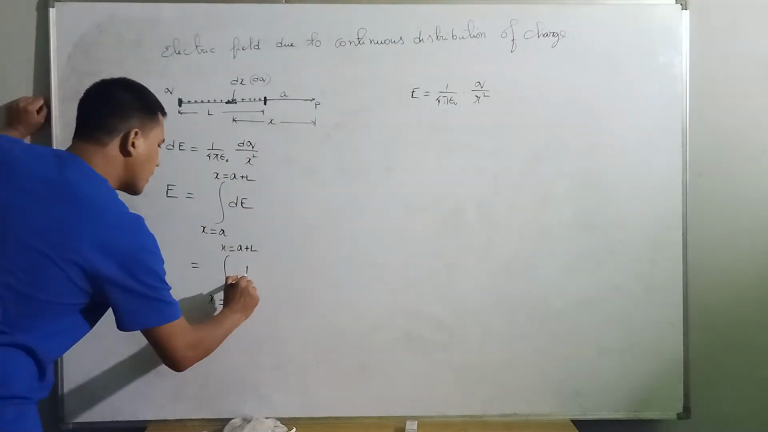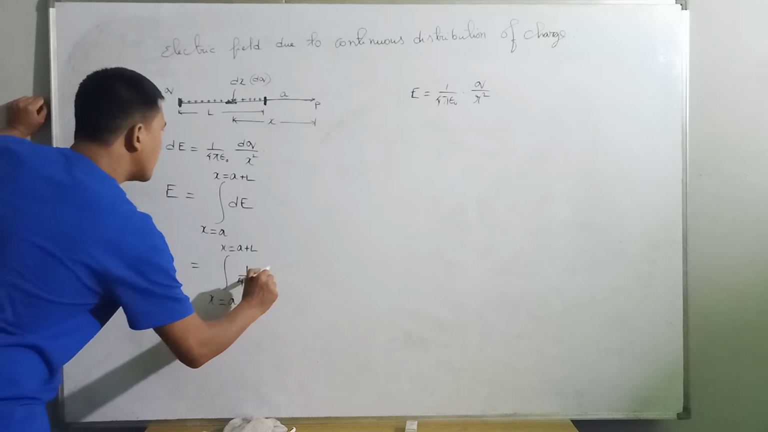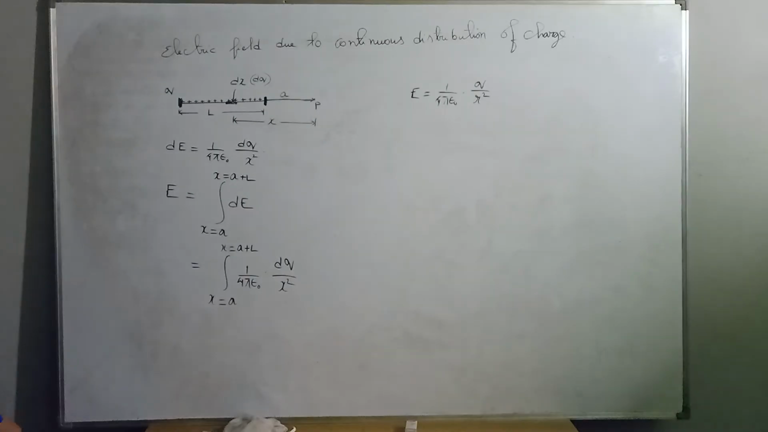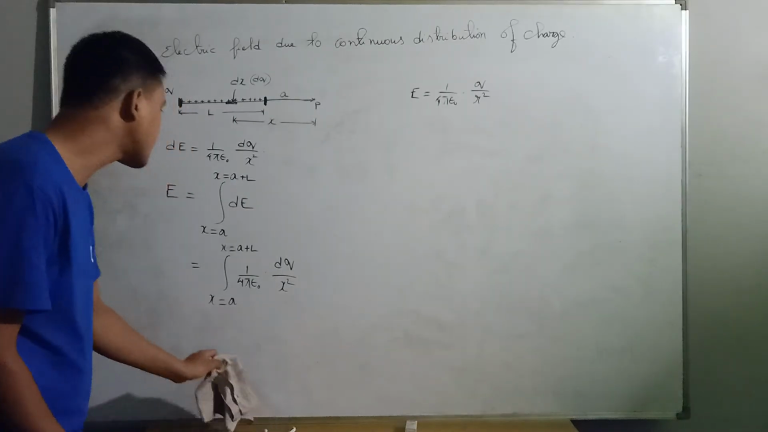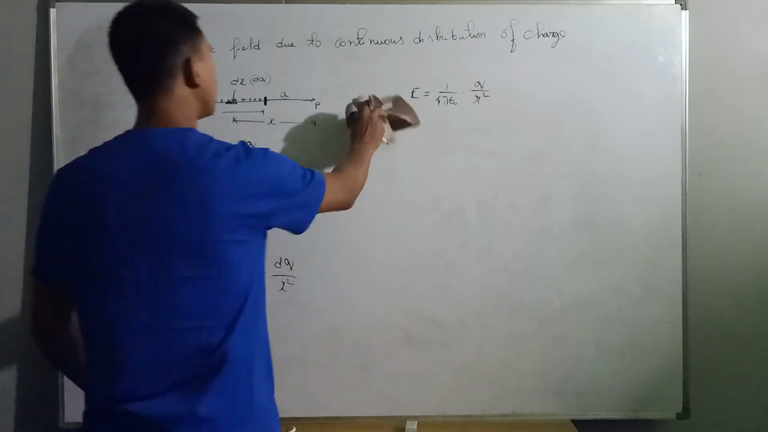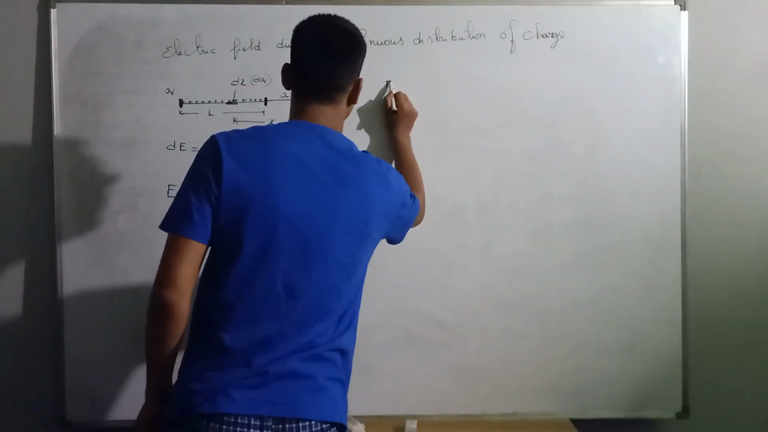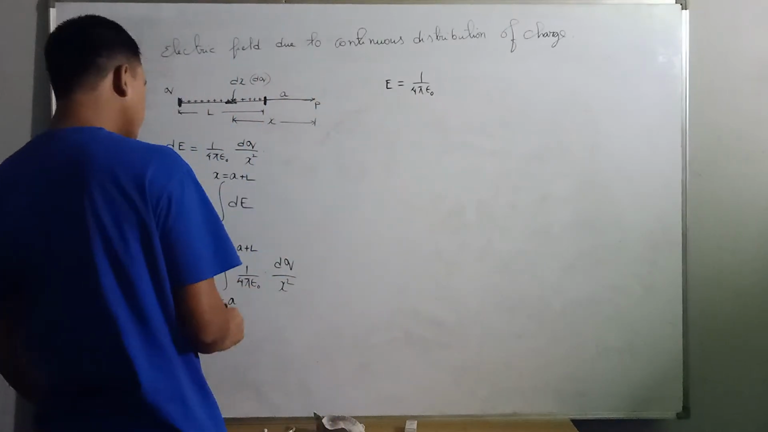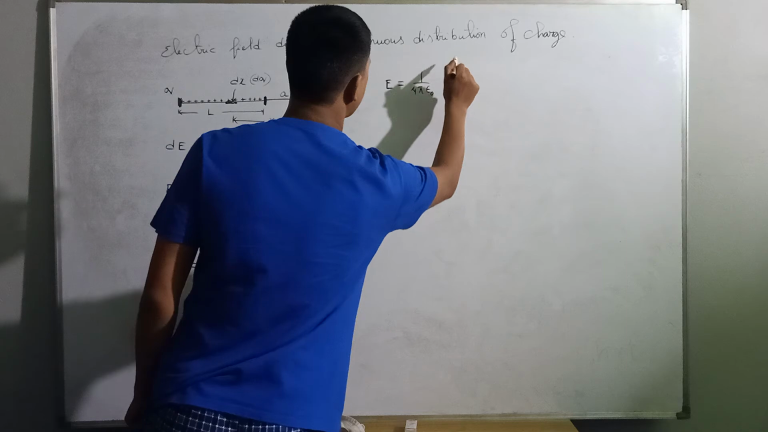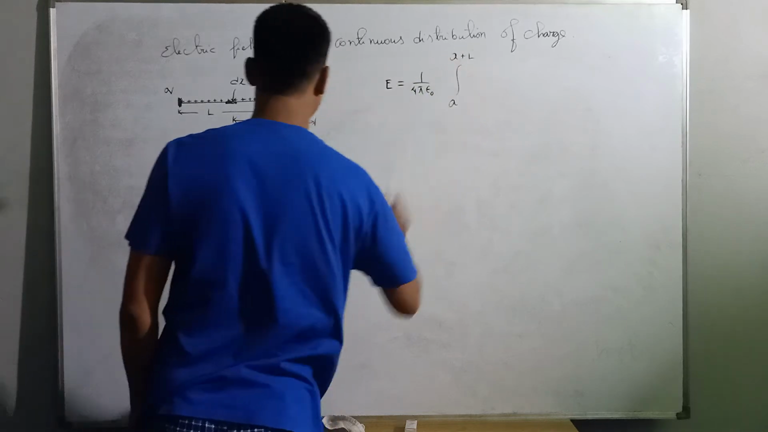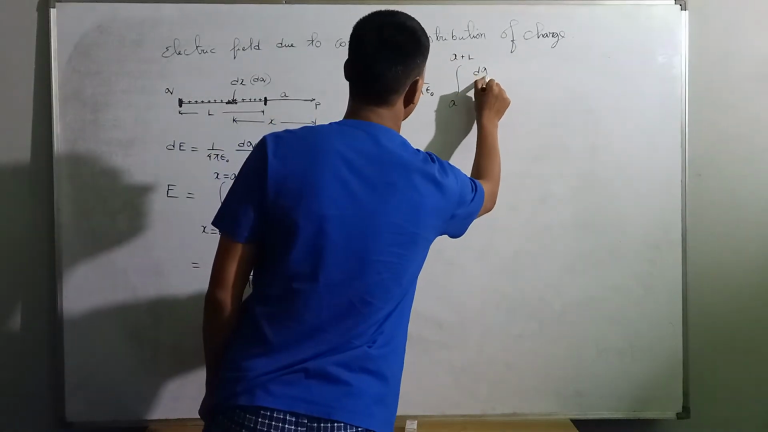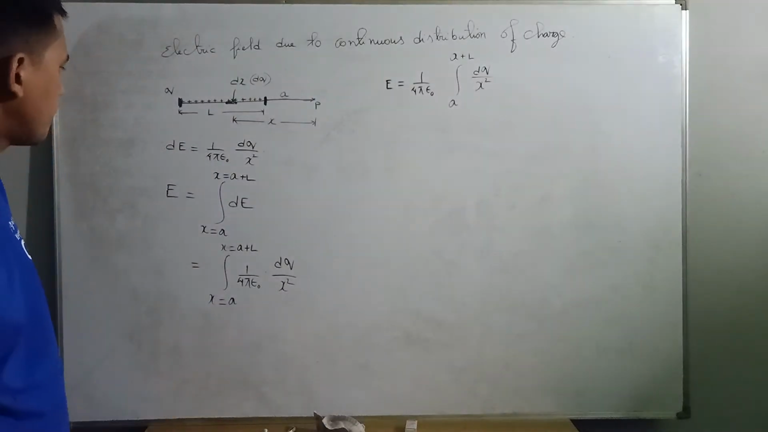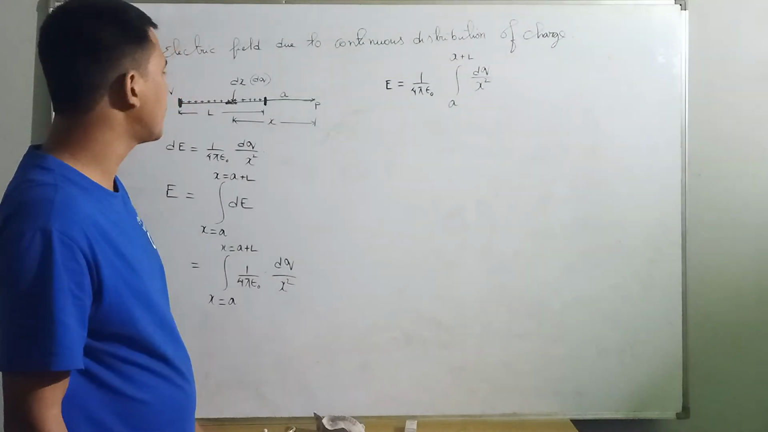What is your dE? 1 by 4 pi epsilon naught into dq upon x squared. 1 by 4 pi epsilon naught is constant, so it is independent of x. So your total electric field E will be 1 by 4 pi epsilon naught, which comes out of the integration, and we integrate from x equal to A to x equal to A plus L dq upon x squared. What to do with this dq now?